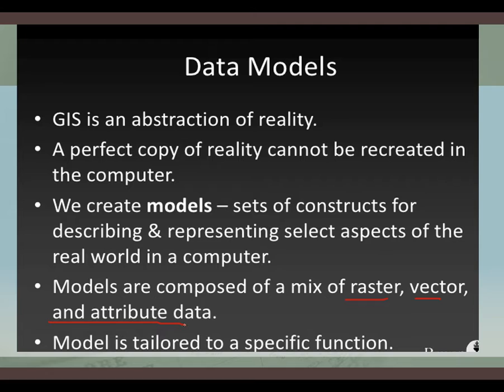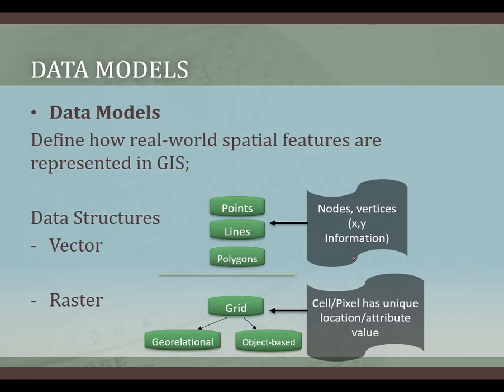The model is tailored to a specific function. So here, there are different functions. We're going to do these functions together in this class, and the model is a function of how to represent the actual thing or the actual Earth. So data models define how real-world spatial features are represented in your computer in ArcGIS. We talked about this, but let's now put them into context here. We have two types of models for data structures. We have Mr. Vector, and vector here consists of three different types of representation models: points, lines, and polygons.